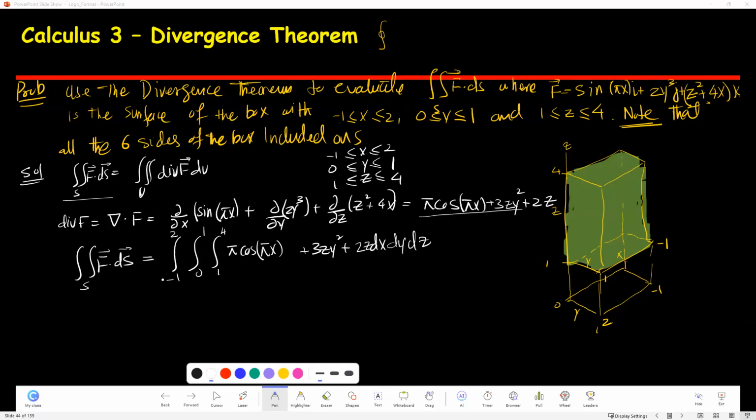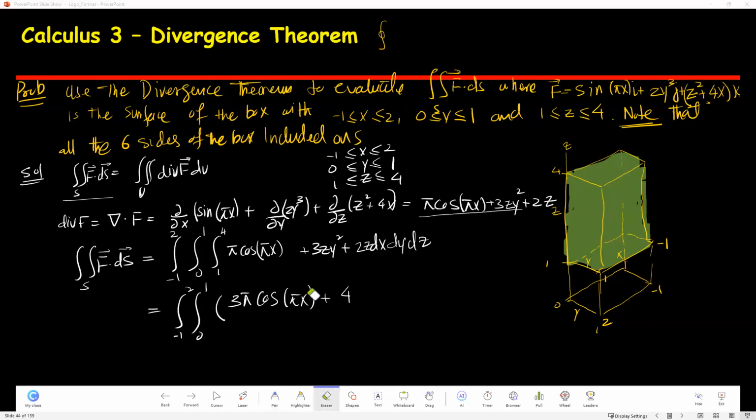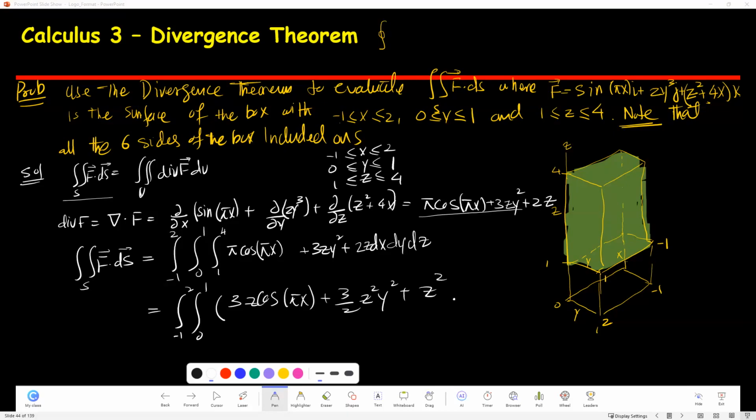Okay, let's take another. So I'm going to be just leaving the first integral and second integral as is, and do this one. It's going to be x, maybe 3 pi cos pi x plus 40 plus pi z. Then pi z cos x, going to be 3 by 2 z squared y squared plus z squared, going from 1 to 4, dy dz.